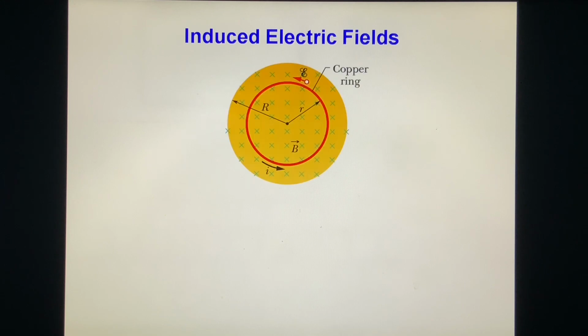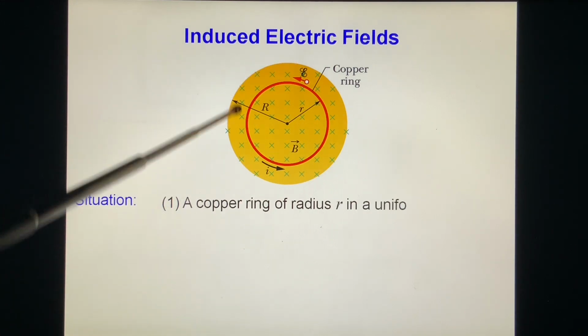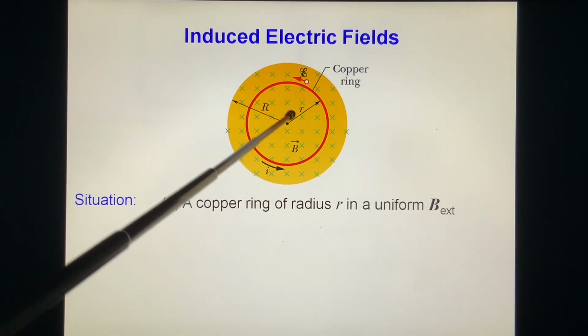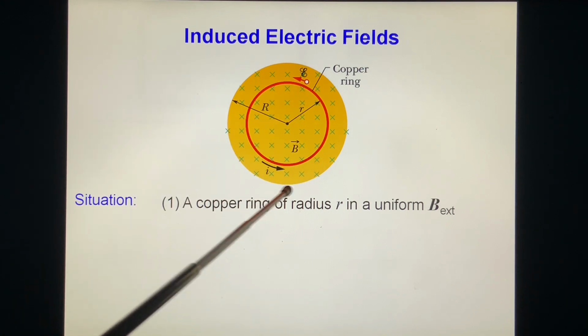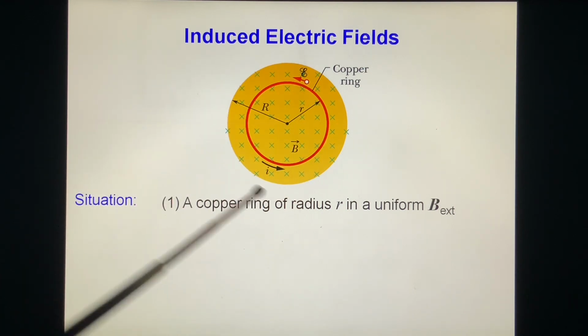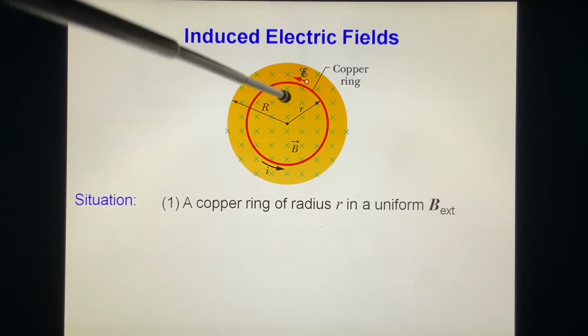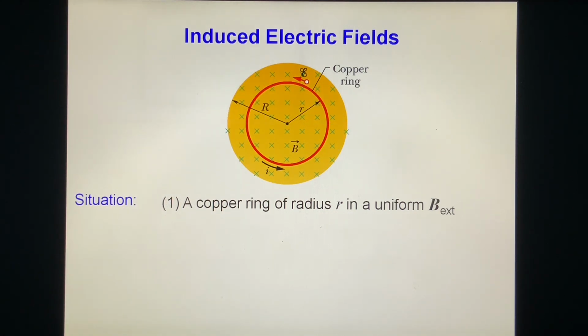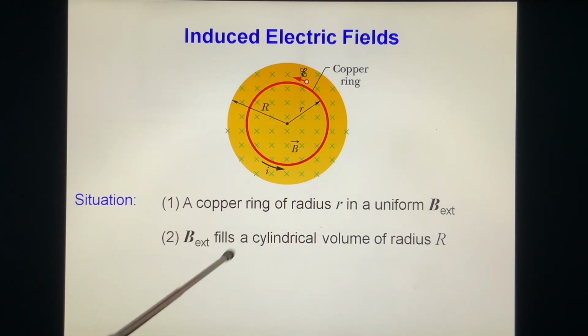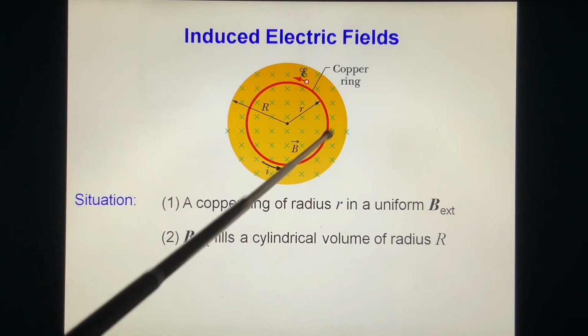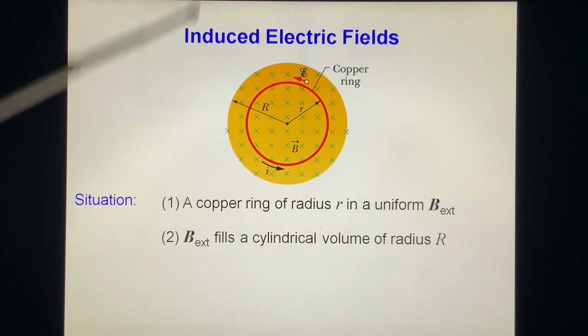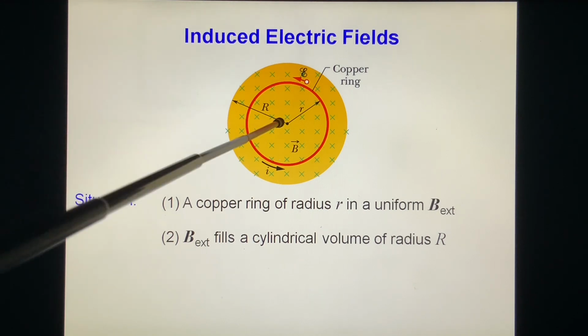Induced electric field. Let's see the situation. The situation is a copper ring of radius R in a uniform external magnetic field B, in this case into the page. B external fills a cylindrical volume of radius R. Now this is a big R. There is no magnetic field outside, only within this area.